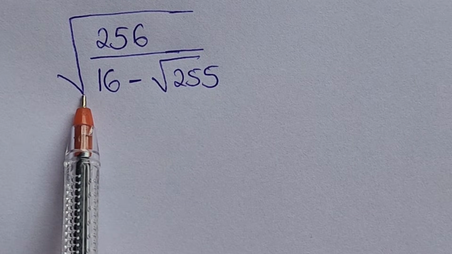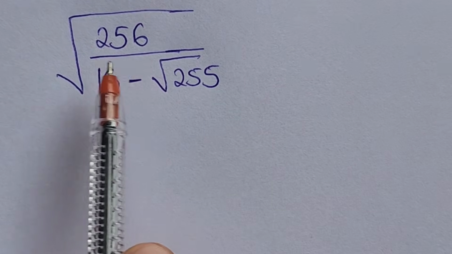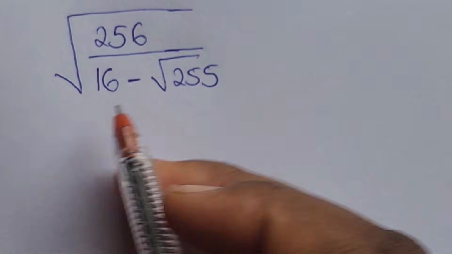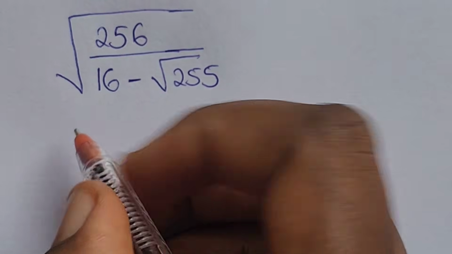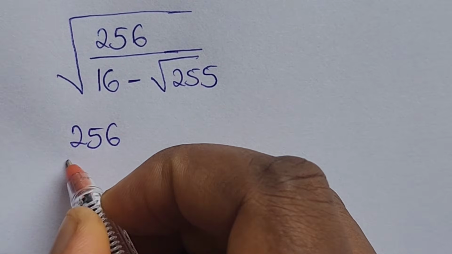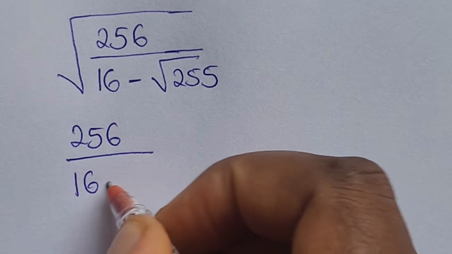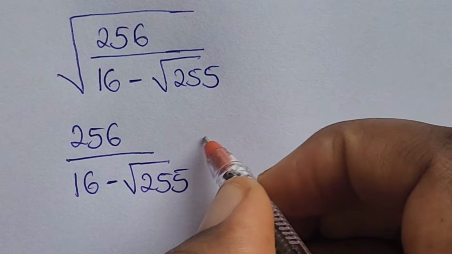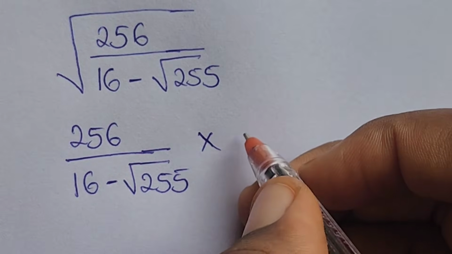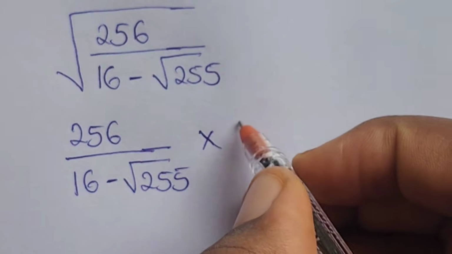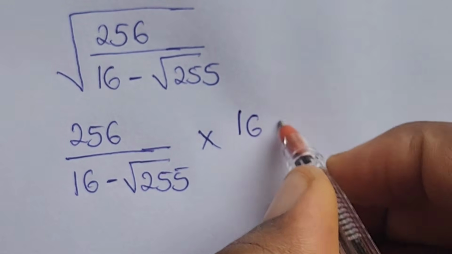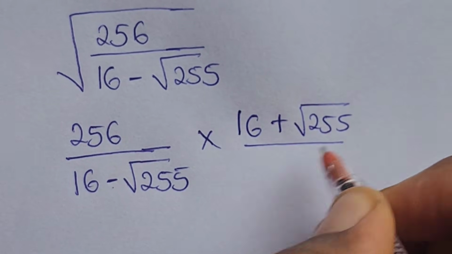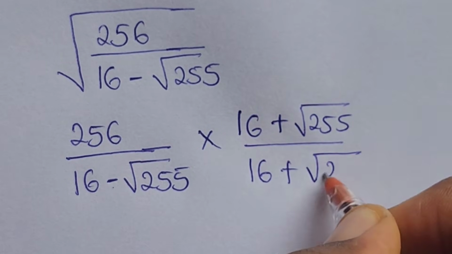Let's solve this problem together. We have the square root of 256 all over 16 minus root 255. So to begin this, we'll first of all rationalize. And rationalizing, we'll have 256 all over 16 minus root 255 times, we'll be multiplying with the denominator to have 16 plus, so we'll change the sign, root 255 all over 16 plus root 255.